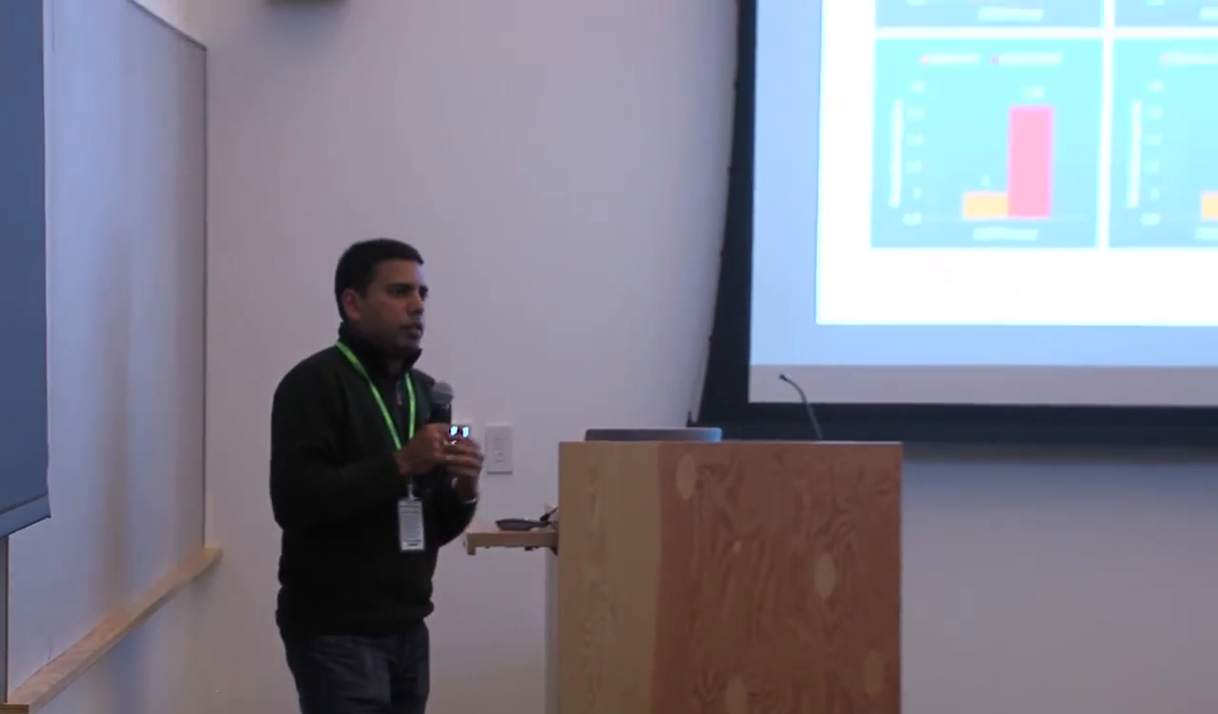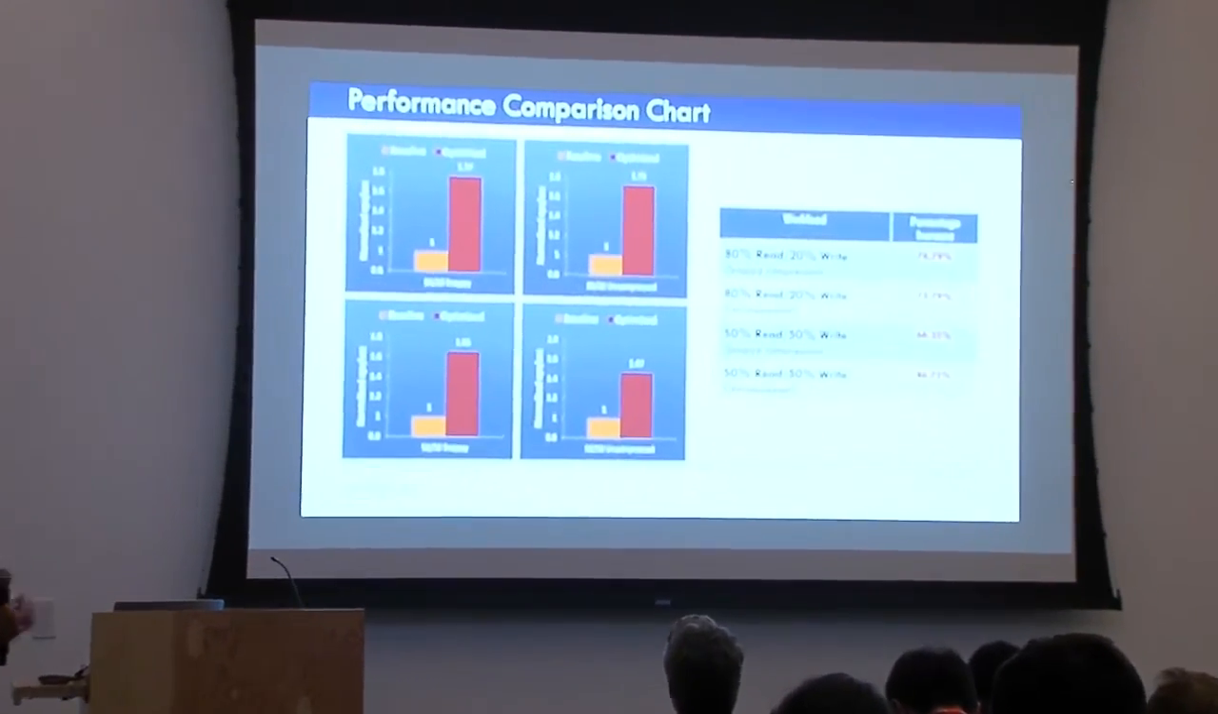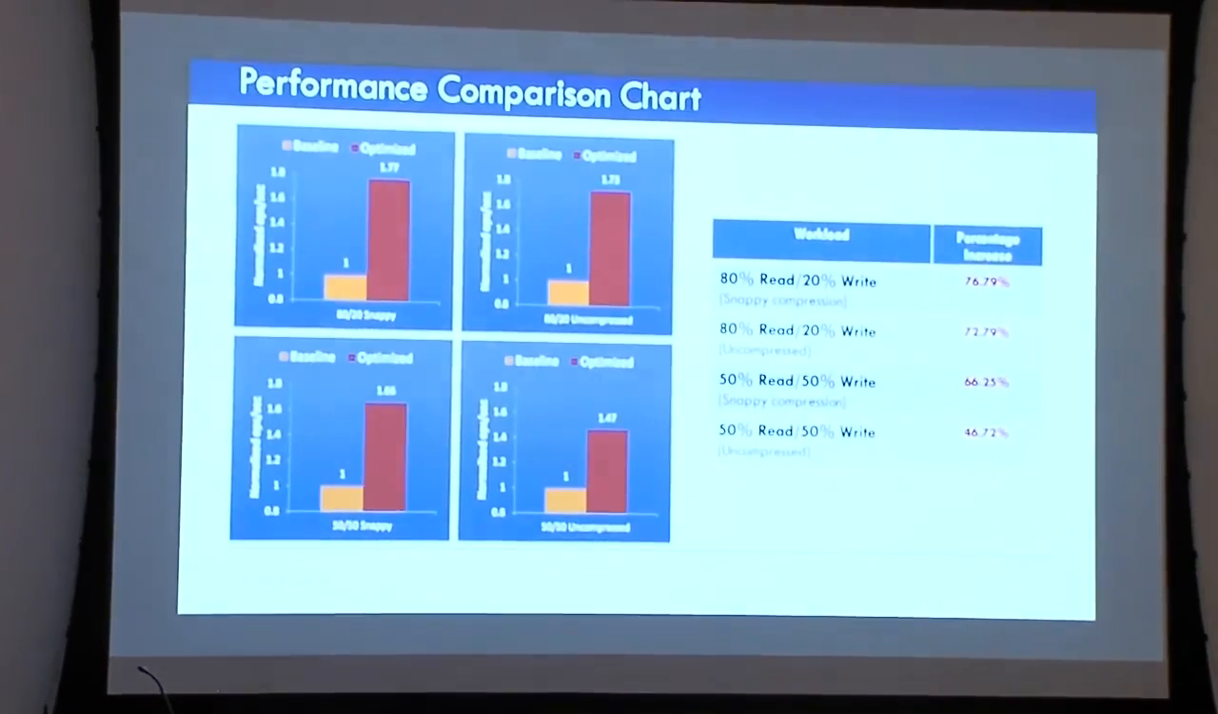Each value, we run for 500 million operations. Depending upon the load, it will take somewhere around 30 minutes for the optimized one with the 80/20 snappy compression. With the baseline, it would take around 1 hour or so.